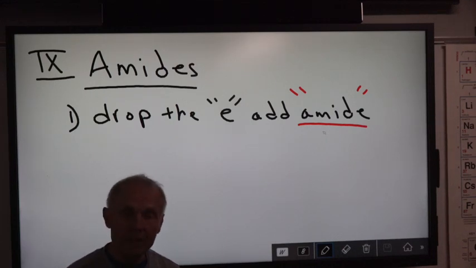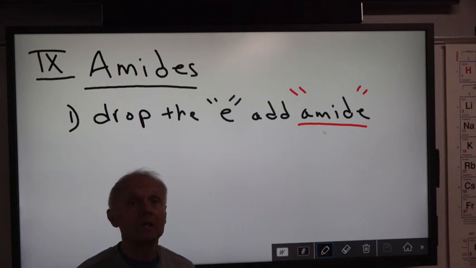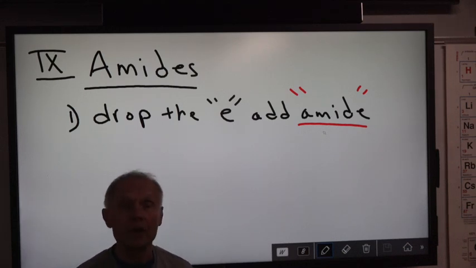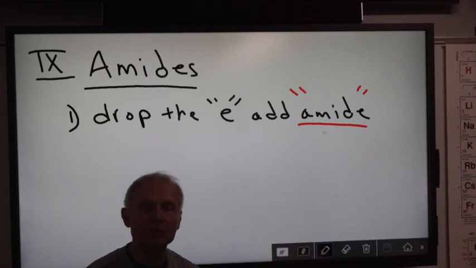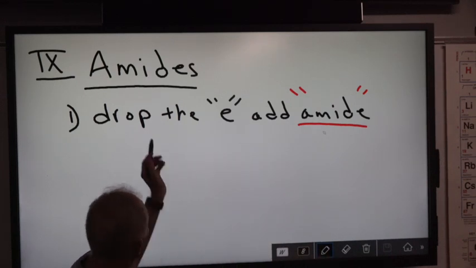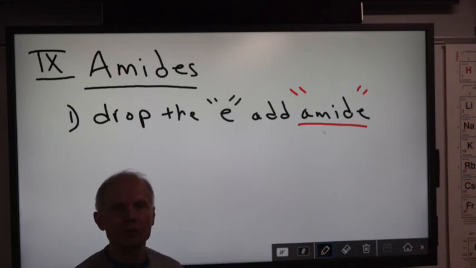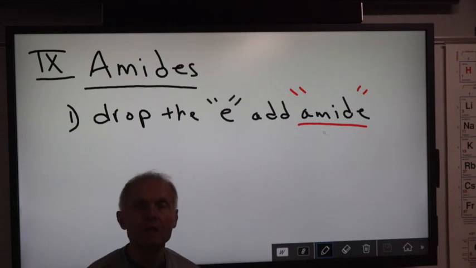But the ones that don't need a number, like organic acids, don't need a number, okay? Because the COOH always comes off the end. Aldehydes don't need a number because the CHO always comes off the end. Same thing here. The amides don't need a number because the functional group comes off the end. Okay? All right. So I'm going to give you a molecular formula. We're going to try to build it and name it. So here we go.